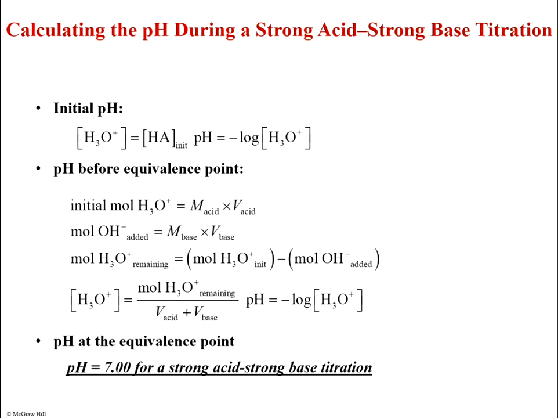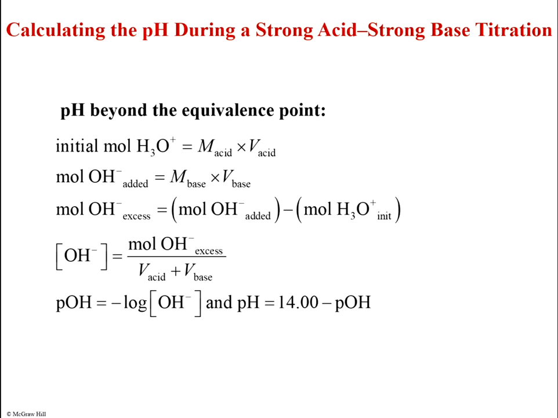Once we reach the equivalence point, as we discussed before, the pH equals 7 for a strong acid, strong base titration, regardless of our starting conditions. Now, when we get past the equivalence point, we're adding excess base. So now our pH will continue to rise, and we can calculate the excess hydroxide ion concentration using the calculation shown here.